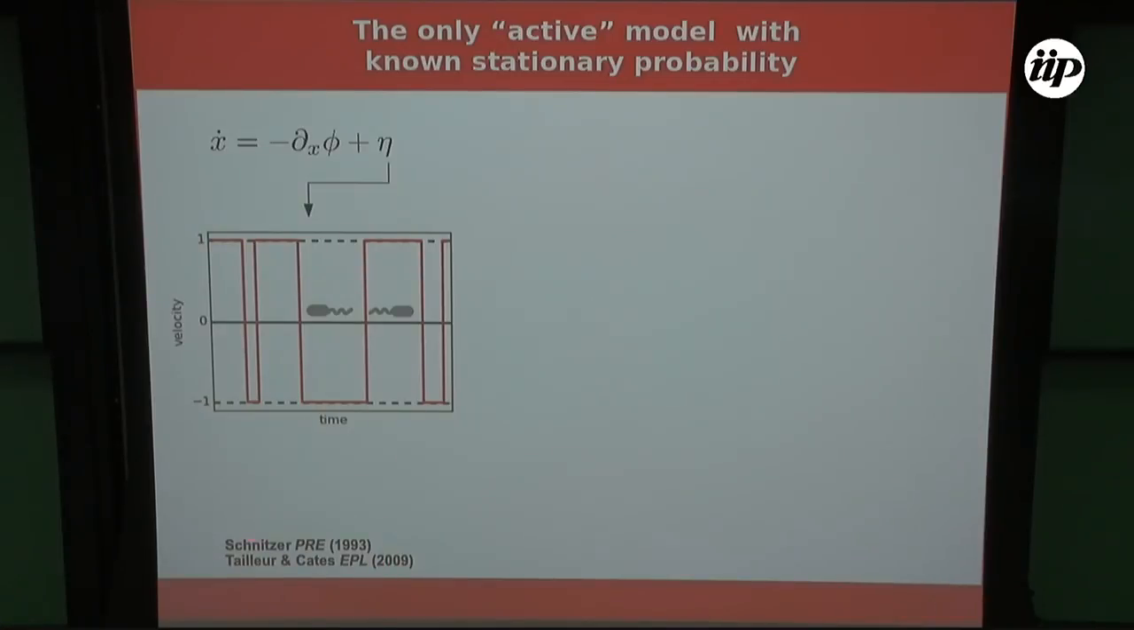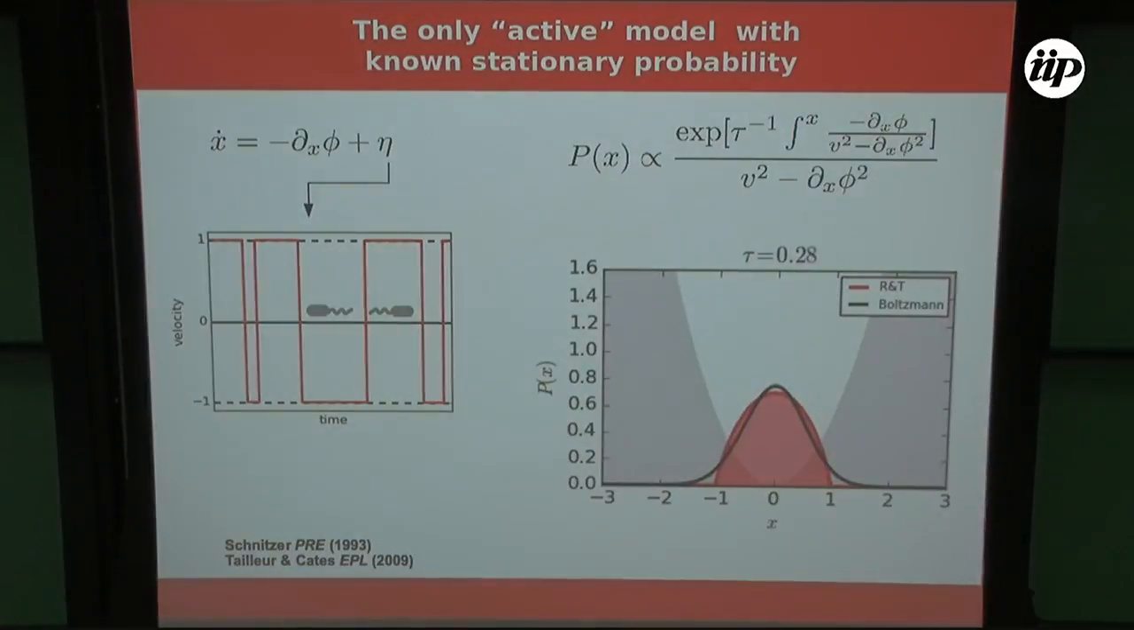And actually, this model was studied in the early 90s by Schnitzer, and then it was made popular again by Tailleur and Cates, who studied this in the presence of external fields in a lot of different situations. And the good thing about this model is that we know the stationary distribution. You can solve the corresponding equation for the evolution of P and find the solution in the stationary case with zero current. And you see it's very different from Boltzmann.